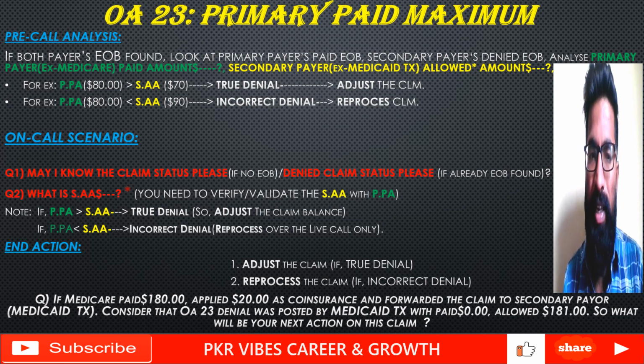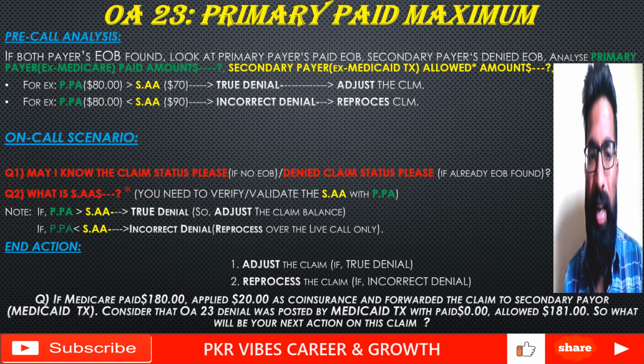So for example, here I have given the primary paid amount. Consider in this video that the primary insurance is Medicare, traditional or federal Medicare, and the secondary insurance is a state Medicaid. The example I have given is Medicaid Texas as the secondary payer. Primary paid amount is P.PA, where P means primary payer and PA means paid amount, and here I have given S.AA, where S stands for secondary payer and AA stands for allowed amount.